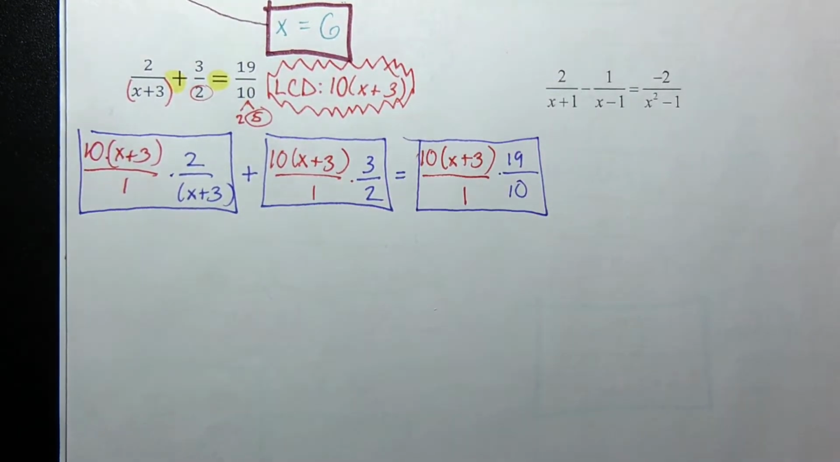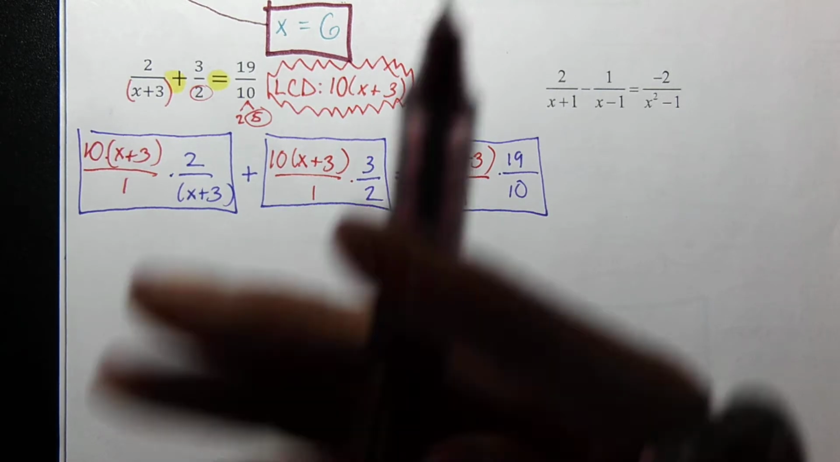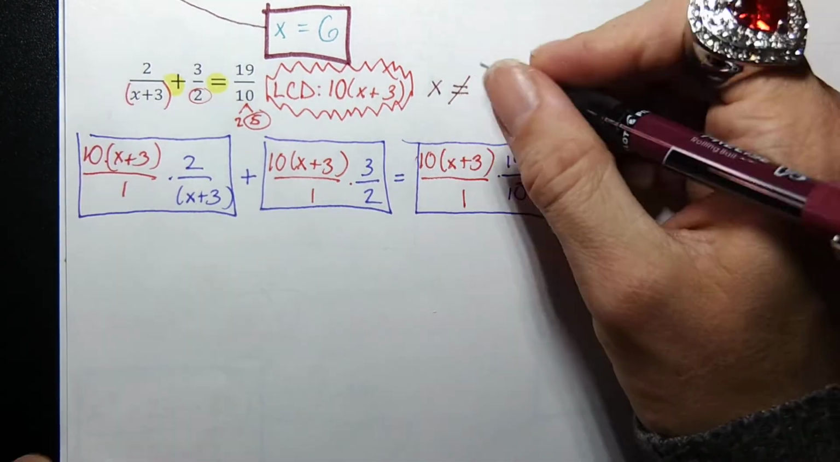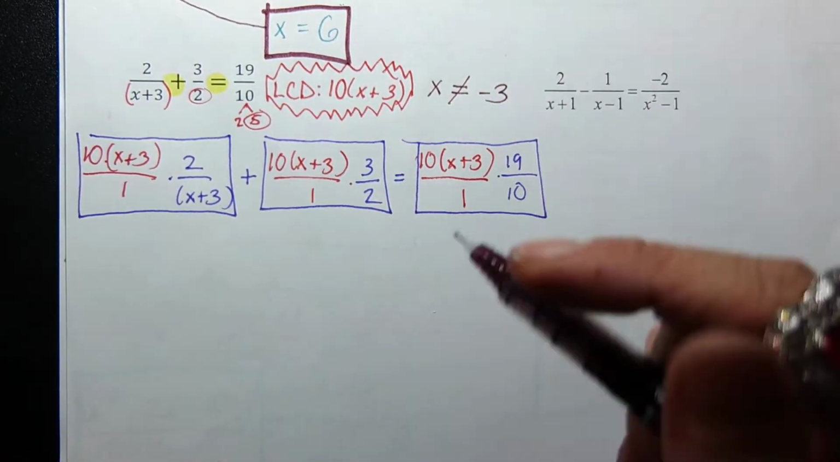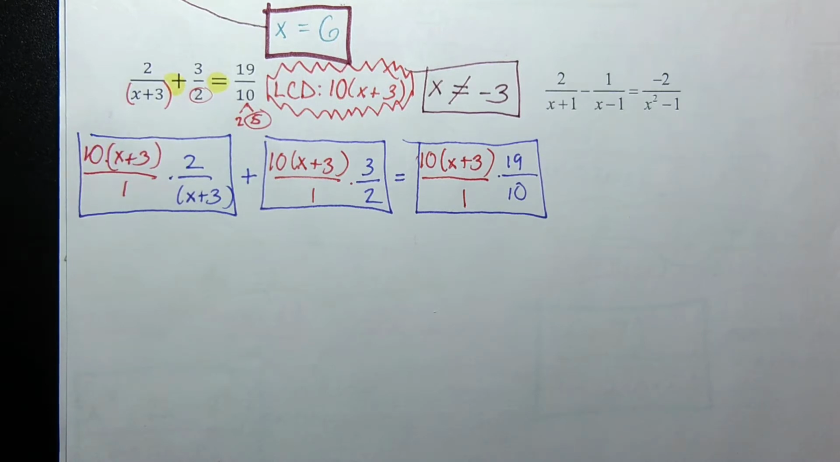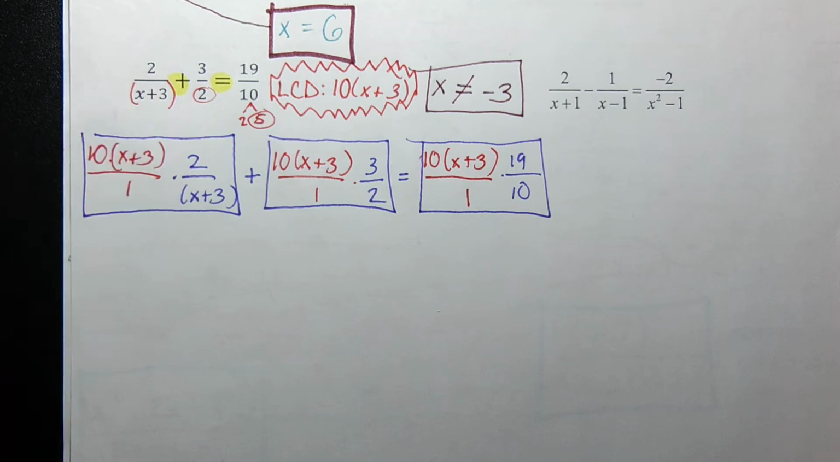Before we go any further, do we have any restricted values for x? What is the one thing that x can't be? -3. So x cannot be -3. We'll go ahead and state our restriction right next to the LCD. So any other value is fine. It's only -3 that would make this fraction dividing by 0.